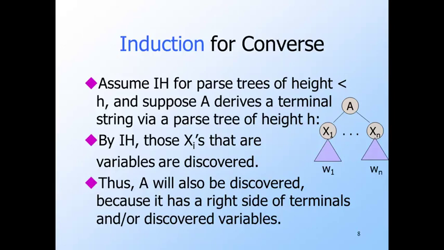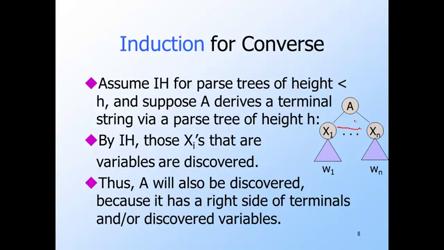The parse tree for A of height h, which must be, of course, equal to or greater than 2, has children of the root labeled X1 through Xn. That's this. Any one of these Xi's that is a variable is the root of a subtree of height at most h minus 1, and therefore it is discovered.